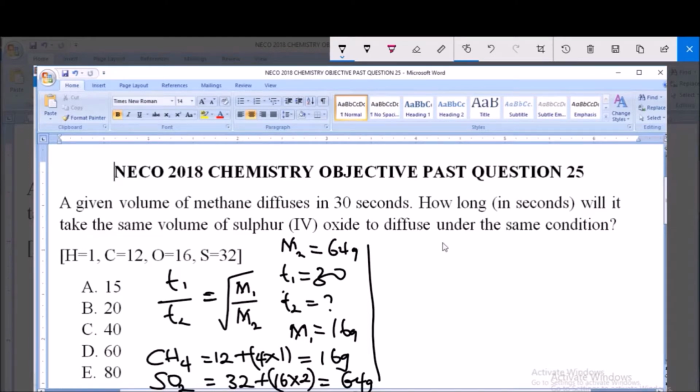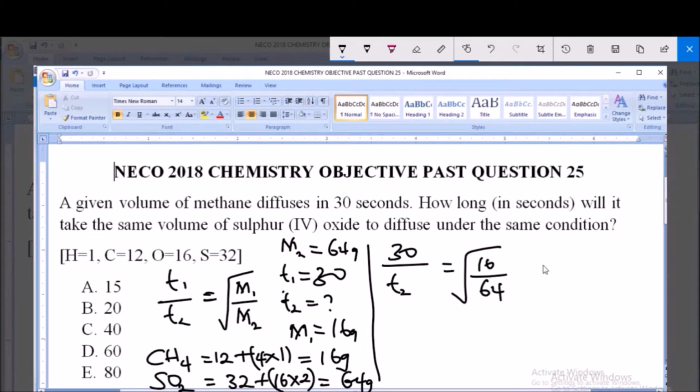Now we can find the time taken for this sulfur IV oxide gas to diffuse under the same condition. Now we have T1 to be 30 over T2, which is what we're looking for, is equal to the square root of M1, which is 16, over M2, which is 64.